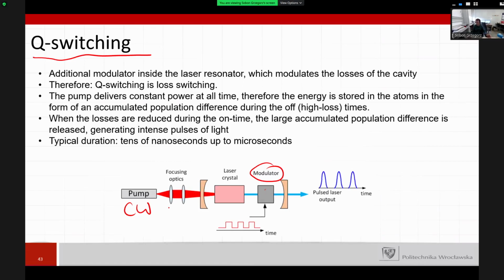Therefore, the energy is stored in the atoms in the form of population inversion, which is accumulated in the gain medium. But then when we turn on the modulator, so it becomes transparent, the accumulated inversion is released, and this generates an intense pulse. Typically the pulse duration is at the level of nanoseconds, sometimes up to microseconds. And the repetition rate of these pulses corresponds to the frequency with which we drive our modulator, right?